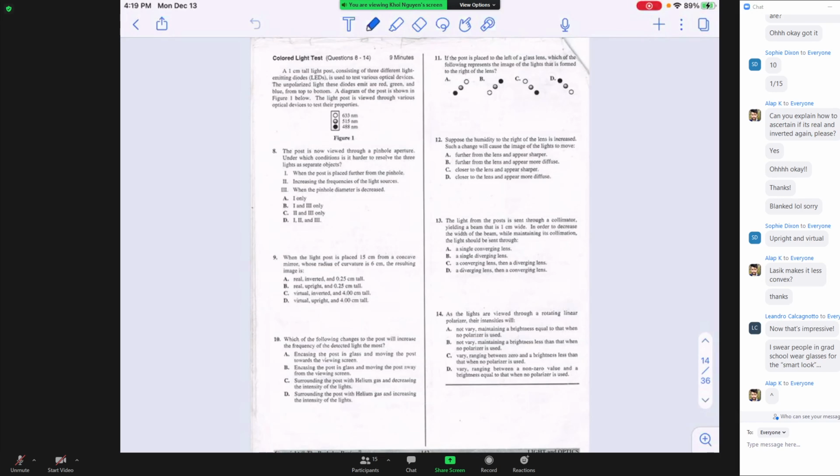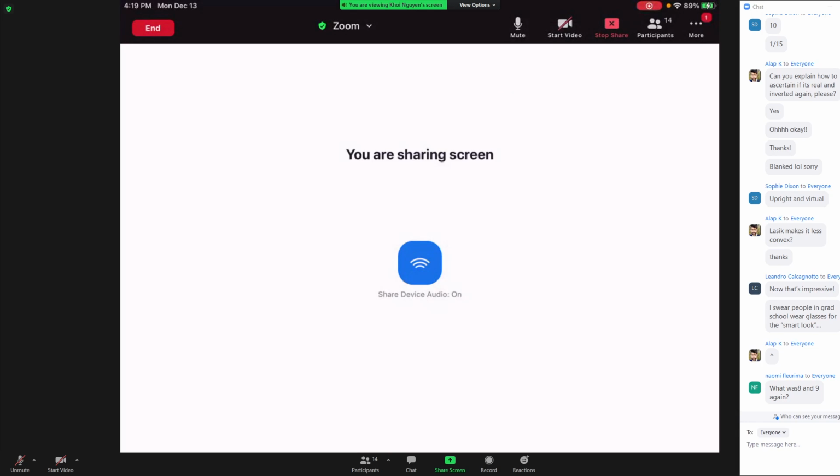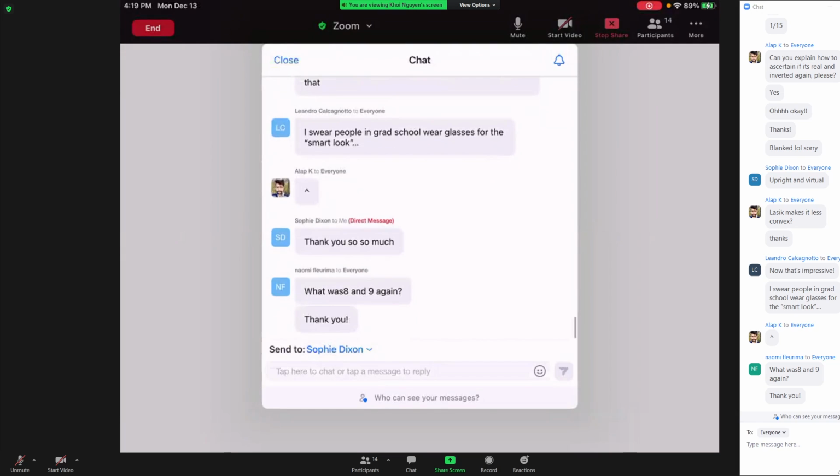So, the answer for number 8 is B as in Bravo, 9 is A as in Alpha, 10 is A as in Alpha, 11 is D as in Delta, 12 is B as in Beta, 13 is C as in Charlie, and 14 is B as in Beta. Okay. So 8 is B, 9 is A. Okay.